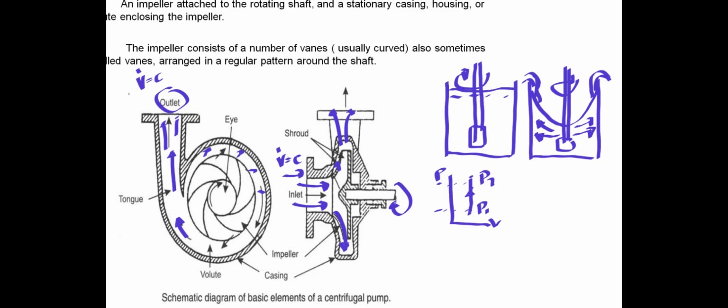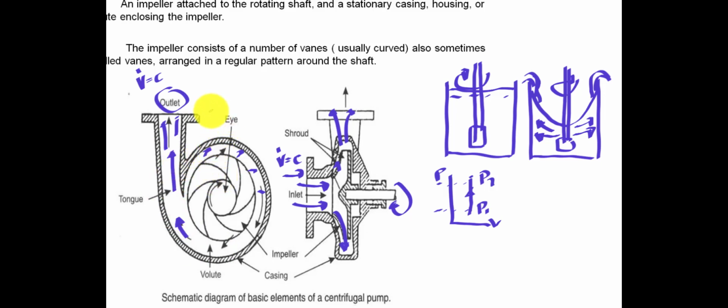Now the energy is added to the rotating blades. So both pressure and absolute velocity are increased as the fluid flows from the eye to the periphery of the vane. The fluid is then discharged directly to the volute chamber. So you have here your volute chamber. So your energy is transferred.